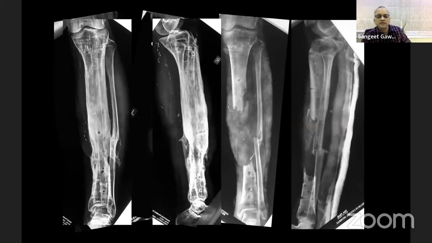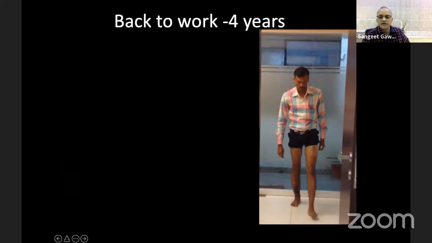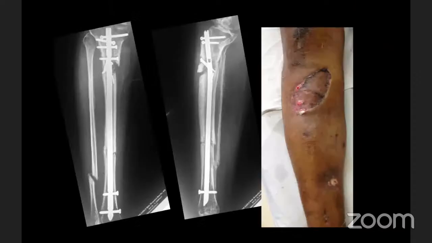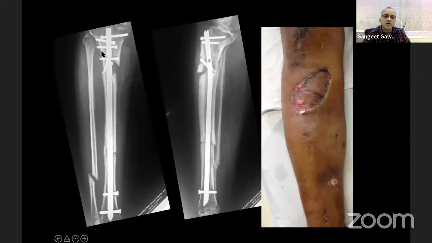And at 4 years, the nail was removed, and you can see the bone gap has been reconstructed by this method. And he's back to his work, but it took 4 years for all that. Another situation, infected non-union here.